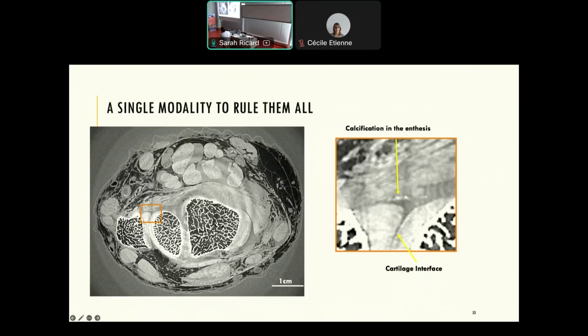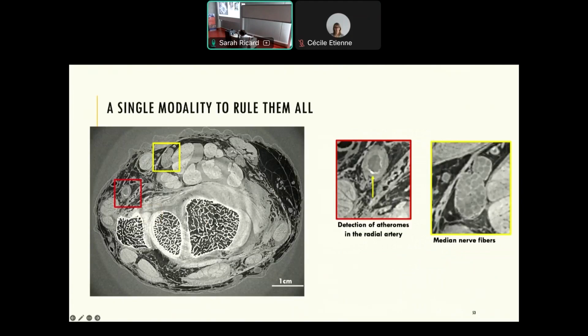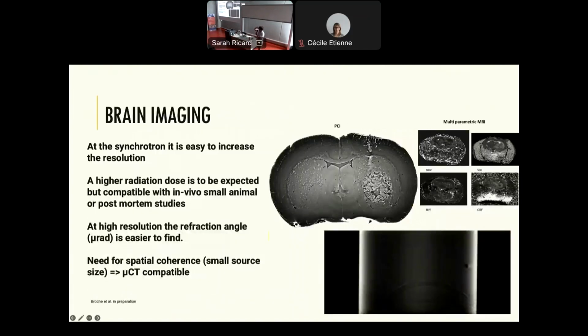we can get all the different images. So here is, for instance, a view where we can see calcification in the enthesis, the height of the cartilage, but we see also the median nerve fibers. So, for instance, for neuroperipheral pathology, we have this.